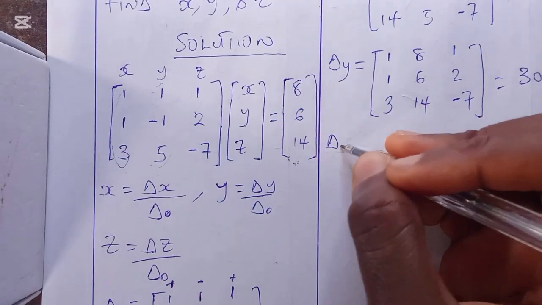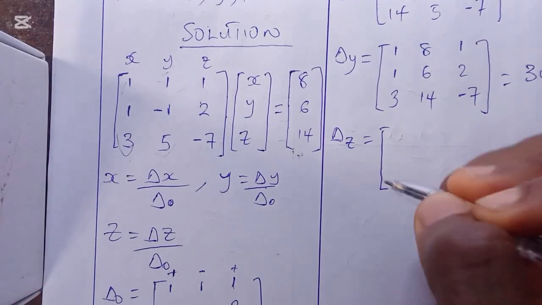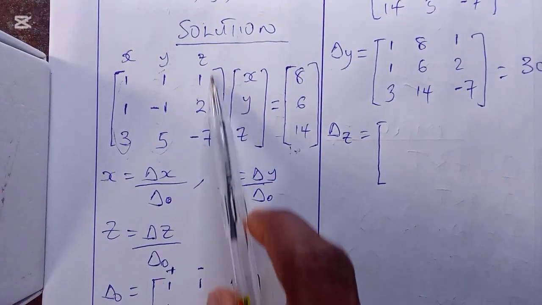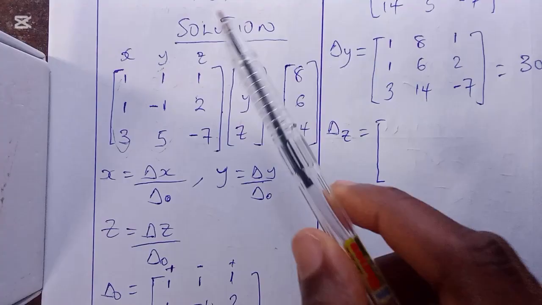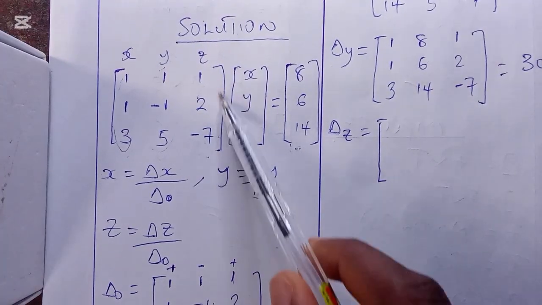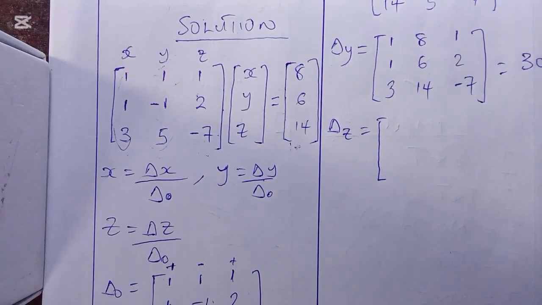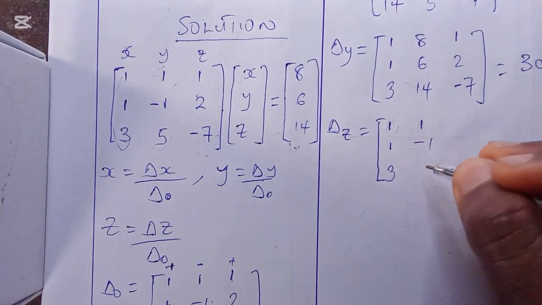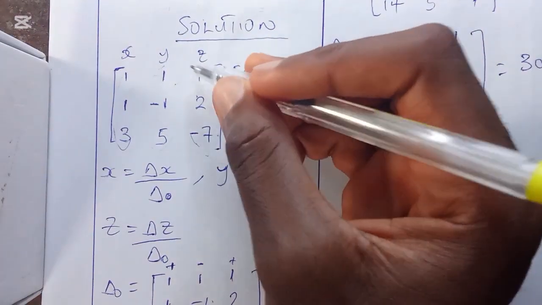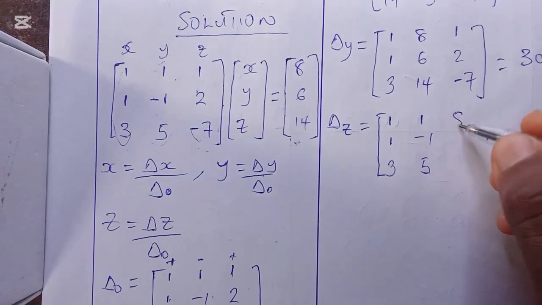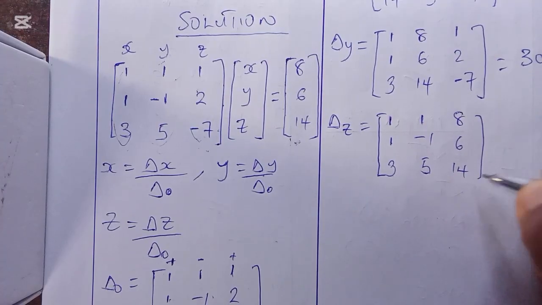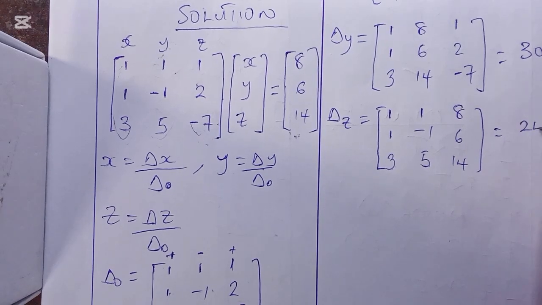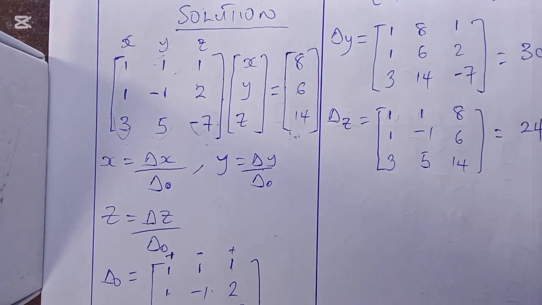And now our change in z, how will the matrix be like? The same thing for x and y, you eliminate the components of z and replace it with your right hand side. So if you eliminate the z component, which is this guy here, and replace it with your right hand side, what do we have? You have 1, 1, 3, 1 minus 1, 5. Eliminate the z component, you replace it with your right hand side, which is 8, 6, and 14. The same thing, you find the determinant of this 3 by 3 matrix, it will give you 24.